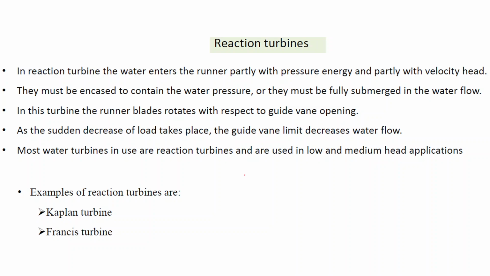Now coming on to the other type, that is the reaction turbines. In reaction turbines, the water enters the runner partly with pressure energy and partly with velocity head. They must be encased to contain the water pressure or they must be fully submerged in the water flow. In this turbine, the runner blades rotate with respect to guide vanes opening. Here, some kind of guide vanes are provided to direct the flow of water in a particular direction. So, as a sudden decrease of load takes place, the guide vanes limit the flow. These guide vanes are responsible for directing the water into the turbine. So, if there is a decrease of load on the turbine, then these guide vanes may decrease the water flow.